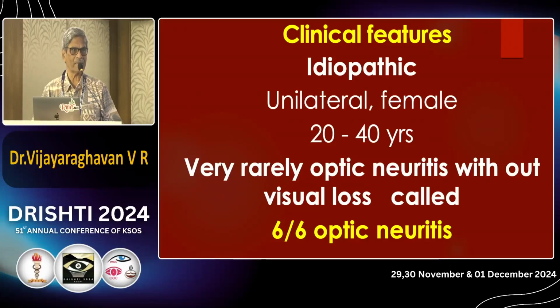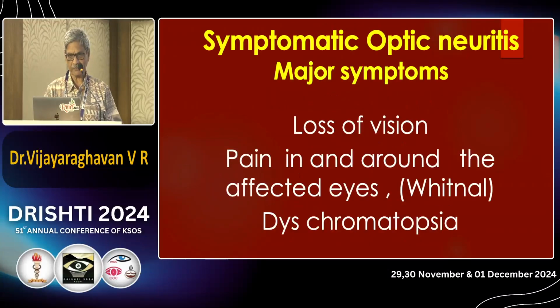That can happen only when the macular fibers escape, when the axial portion is not involved. You can have 6/6 vision. That is called 6/6 optic neuritis. Just know this.